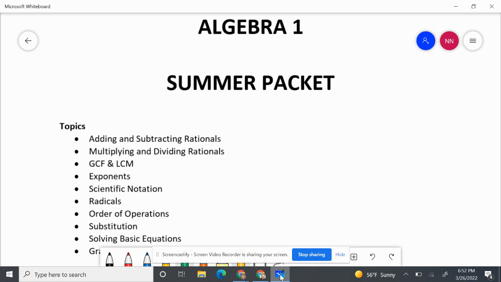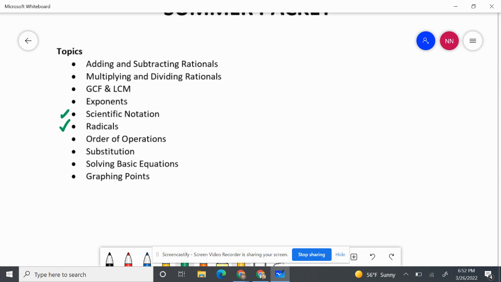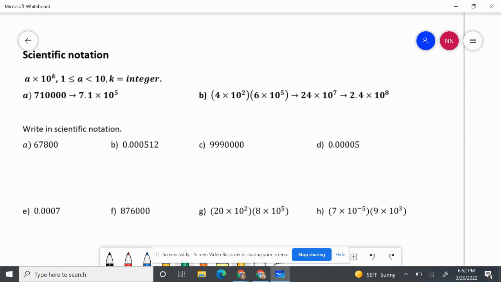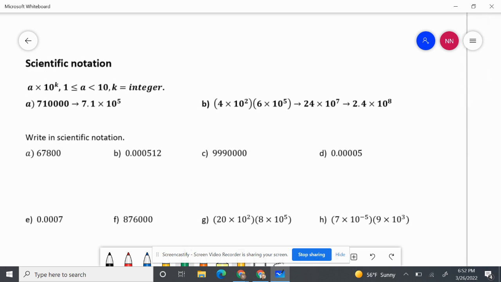So what we're going to do is look at part 3 of going through the summer packet for Algebra 1. We're going to be looking at scientific notation and radicals. Now, when we're talking about scientific notation, we're talking about a number between 1 and 10, and then our exponent above 10 is going to be an integer, a positive or negative whole number.